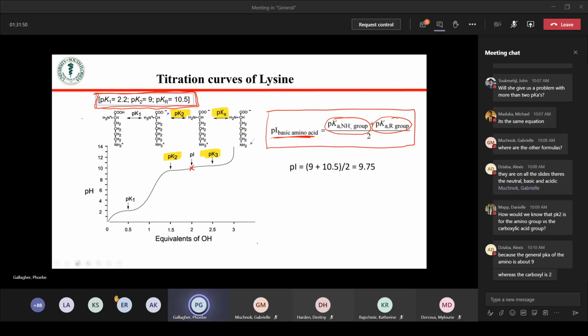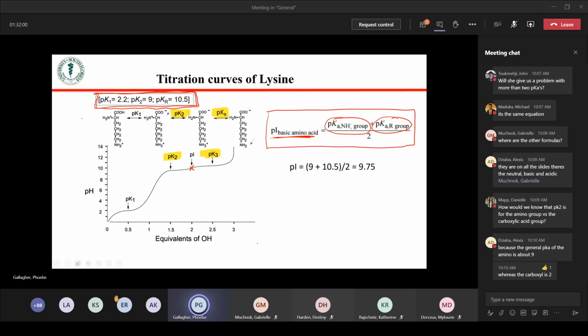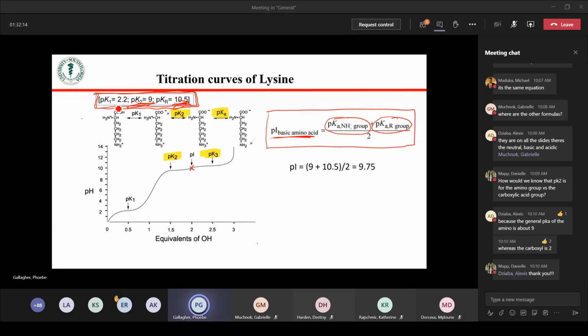I see there's some questions here. Okay, so how would we know the amino group from the carboxyl group pK? Remember that pK for the amino group is around 9 to 10. So here we have 10.5. Oh, just kidding. 9, sorry. And then your carboxyl group is going to be around 2, so 2.2. So that's what gives you the idea. So remember these number ranges for each of those.